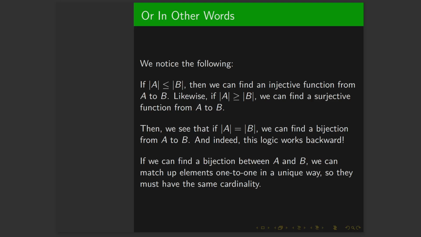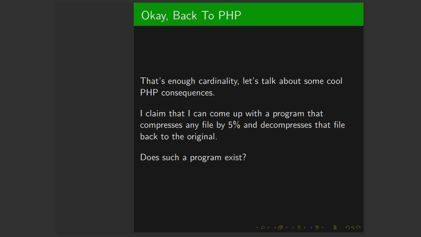If we can match elements up 1 to 1 in a unique way, and indeed this logic works backwards as well. If we can find a bijection between A and B, we can definitely match up the elements 1 to 1, right? Because we're showing that it's injective and surjective, so then they must have the same cardinality. They must have the same, air quotes, size.